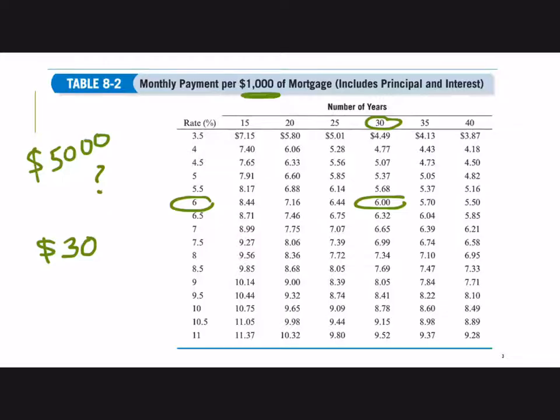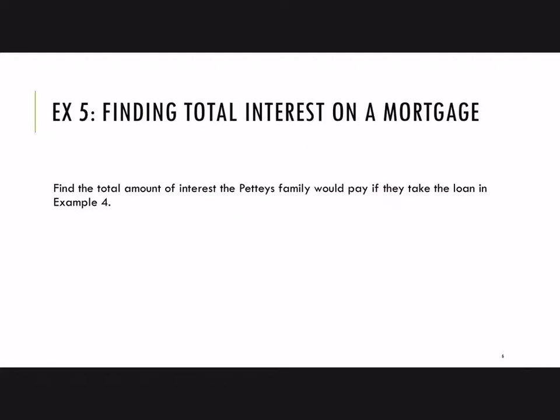Then find the value in the table for a 30-year mortgage at 5.5%. All right, 30-year mortgage at 5.5%, and that's 5.68. So they would pay $5.68 for every $1,000 of mortgage.